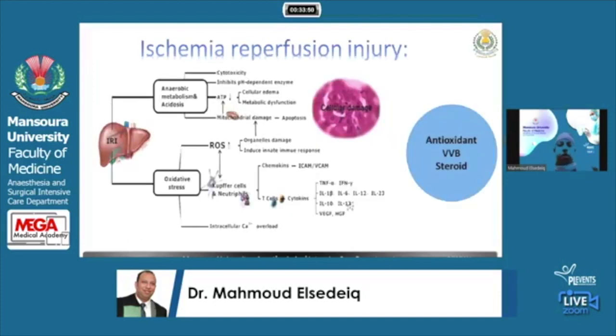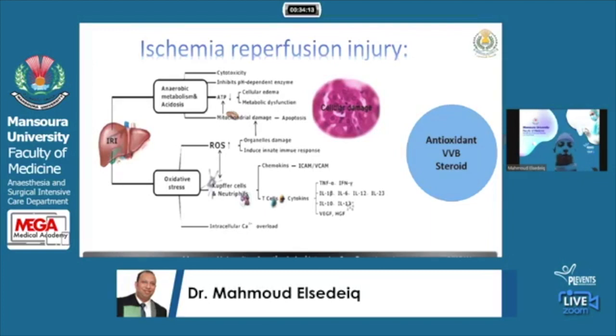Ischemia reperfusion injury. The ischemia reperfusion injury occurs from anaerobic metabolism and acidosis leading to cytotoxicity, increased cellular edema and metabolic dysfunction, mitochondrial damage and apoptosis. Also, the oxidative stress increases ROS, interleukins and tumor necrosis factor, and causes intracellular calcium overload.